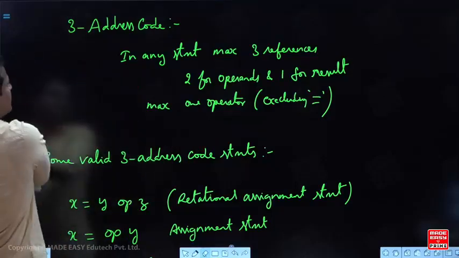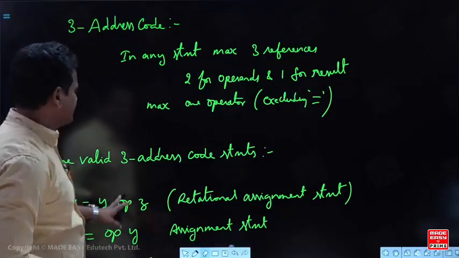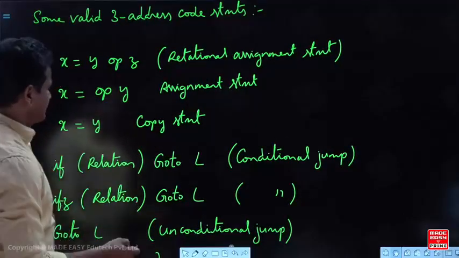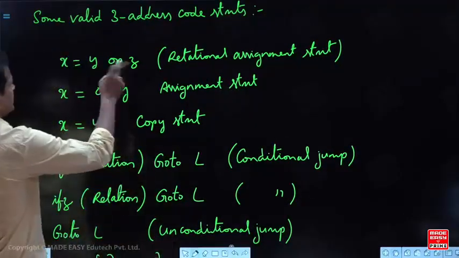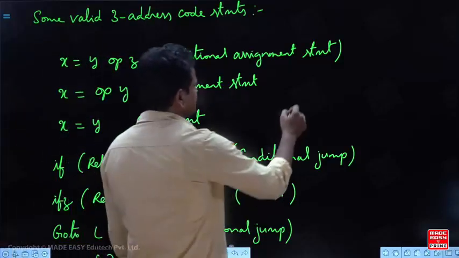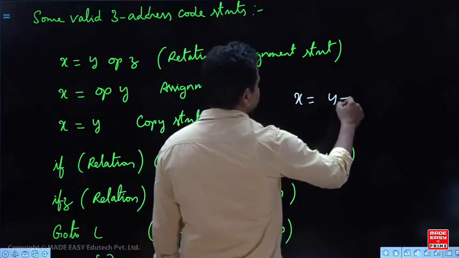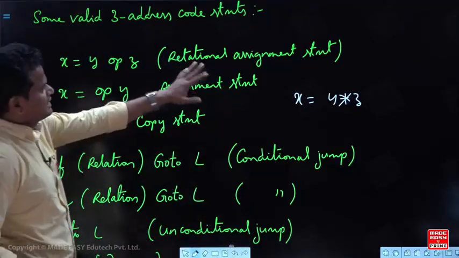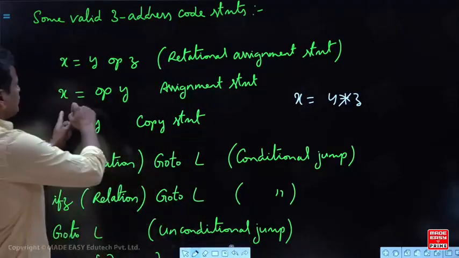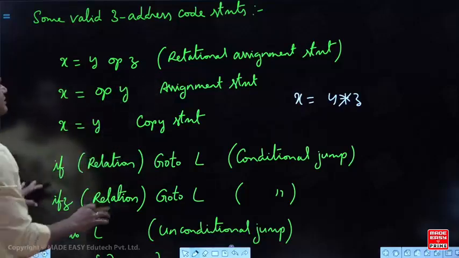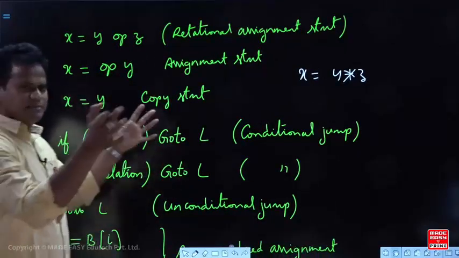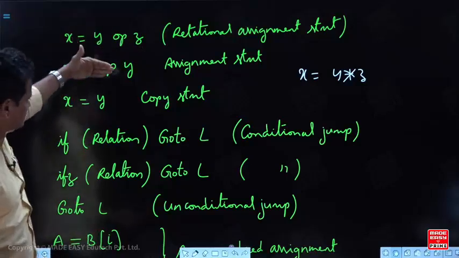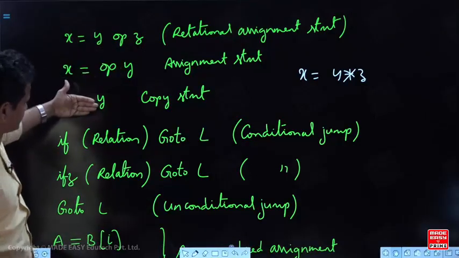Now, there are some valid three address code statements. Some of them I am giving you. First one: X equal to Y operator Z. It is a relational assignment statement: X equal to Y plus Z or Y into Z. And X equal to operator Y. This is also an assignment statement. And X equal to Y is simply a copy statement. You can use these in three address code.